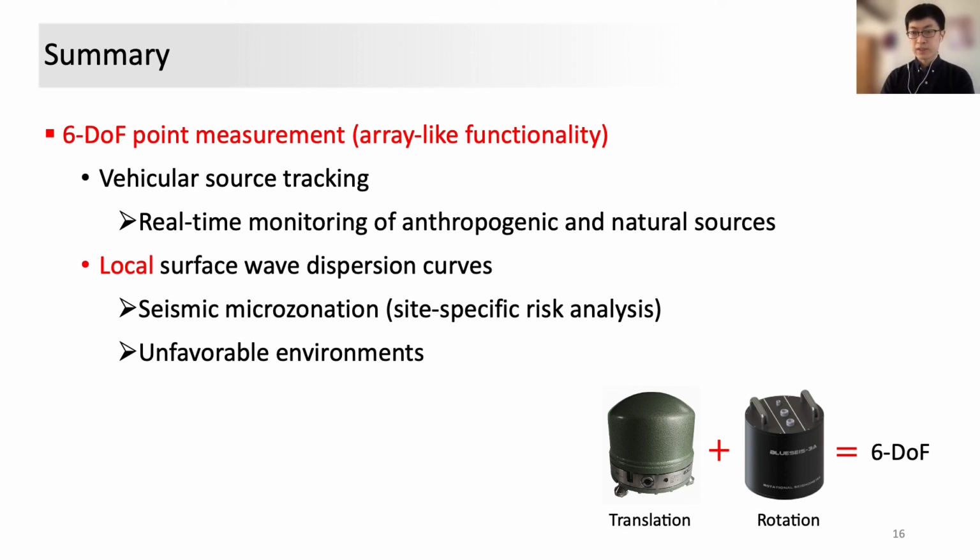The array-like functionality of the 6 degree of freedom point measurement makes it superior, especially when seismic arrays are difficult to deploy due to unfavorable environments such as ocean bottom, urban area, or mountain areas, or other planets.